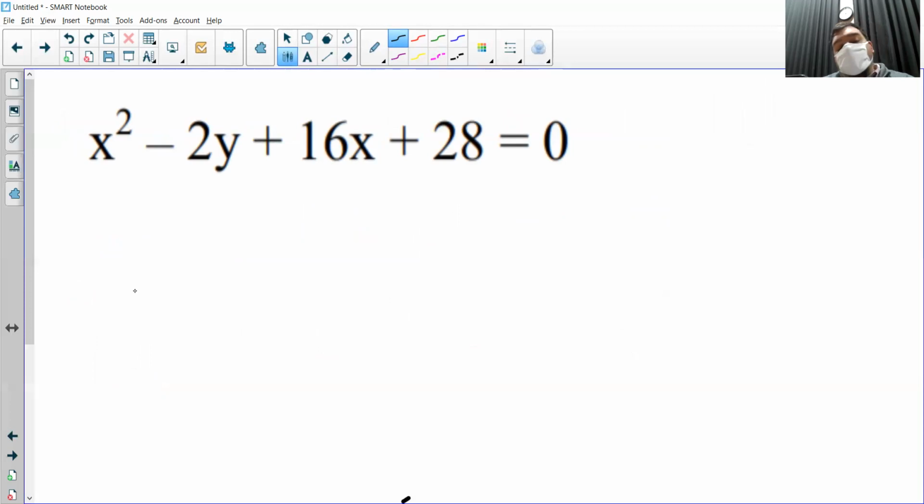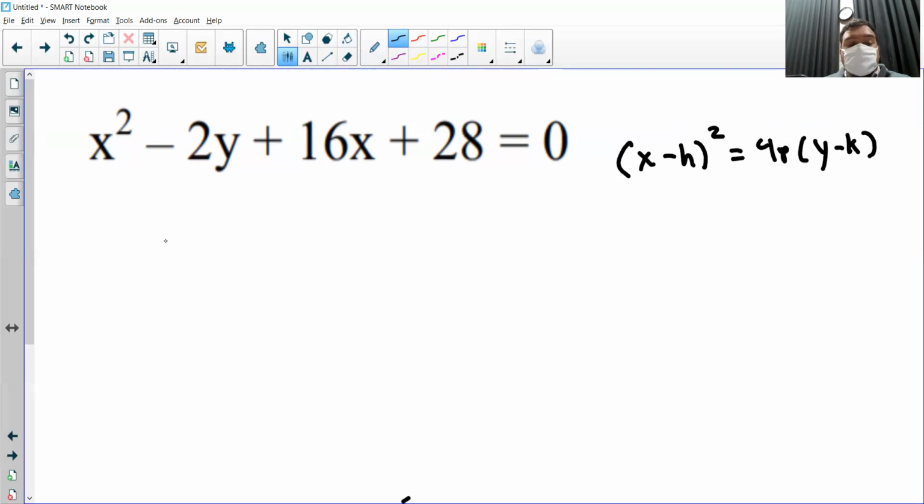X squared y minus 2y plus 16x plus 28 equals 0. I look at it. There's only one squared, so that must mean it is a parabola. Because x is the squared one, I know it should look like x minus h squared equals 4p times y minus k. Parabola. So in this case, since I only have x squared, not y squared, I'm going to keep the x squared on the left and everything else on the right.